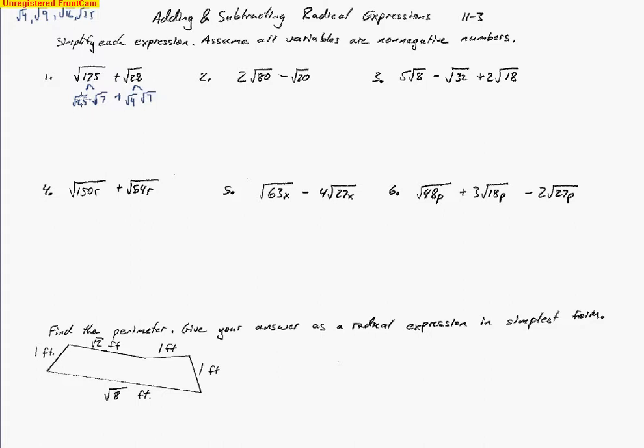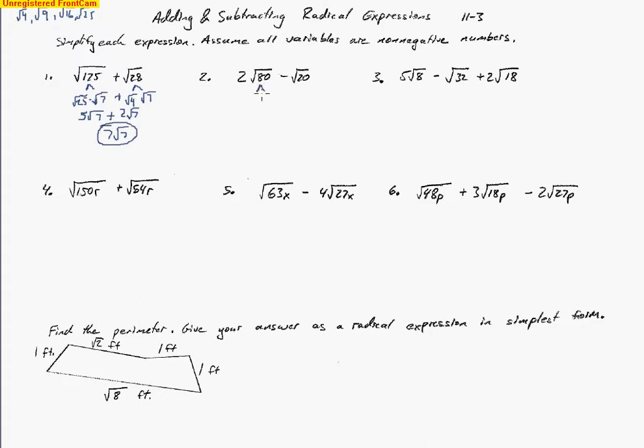Now I can take the square root of 25, which is 5, and I can take the square root of 4, which is 2. And notice now I have the same radicand, so I can go ahead and combine these as one. So 5 square roots of 7 plus 2 square roots of 7 makes 7 square roots of 7, and that would be our answer. So that's what I'm looking for. I'm looking for perfect squares.